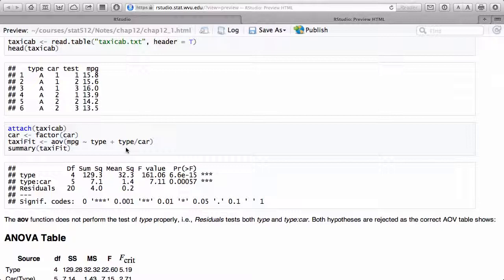Now notice that R tests things incorrectly. If you look at the mean squares, if I divide the 32, it's dividing it by 0.2. So what R is doing is using the residuals to test both of these. Now the 1.4, that is the mean square for the type colon car, and the F value is 7. That's correct. That's the secondary hypothesis is correct, but the primary hypothesis is not correct. It's using the wrong error term.